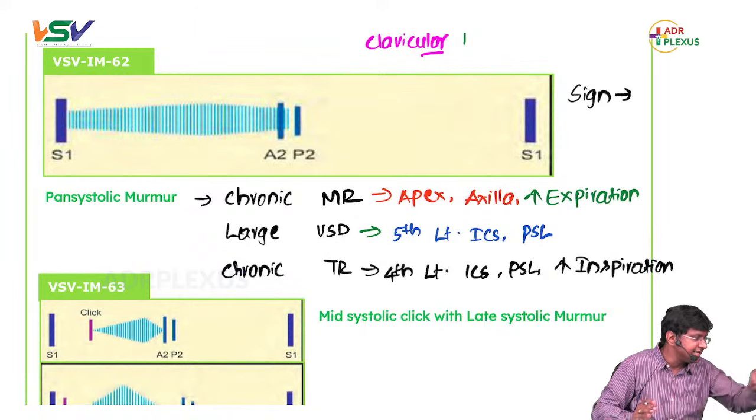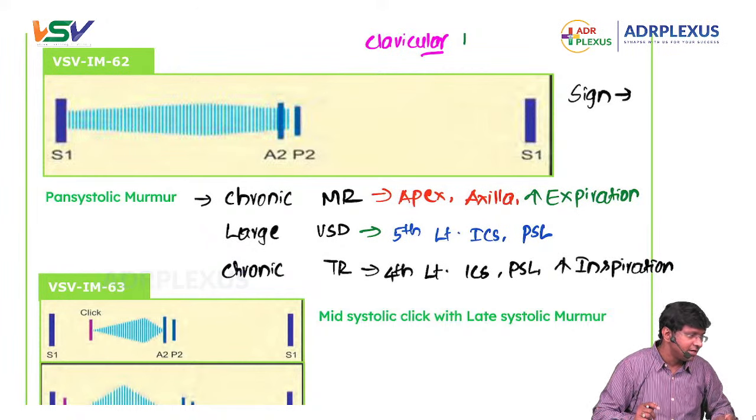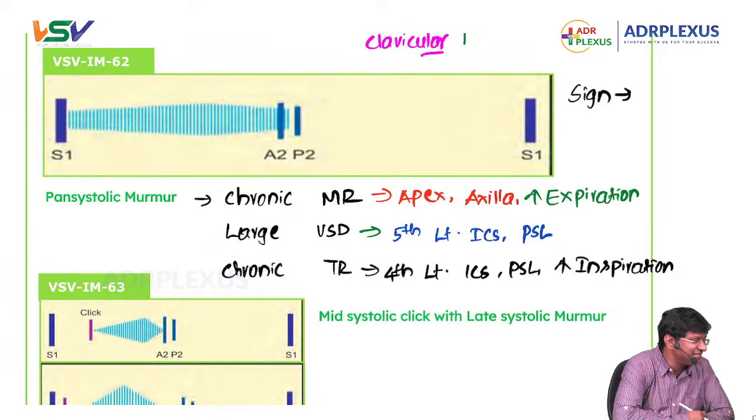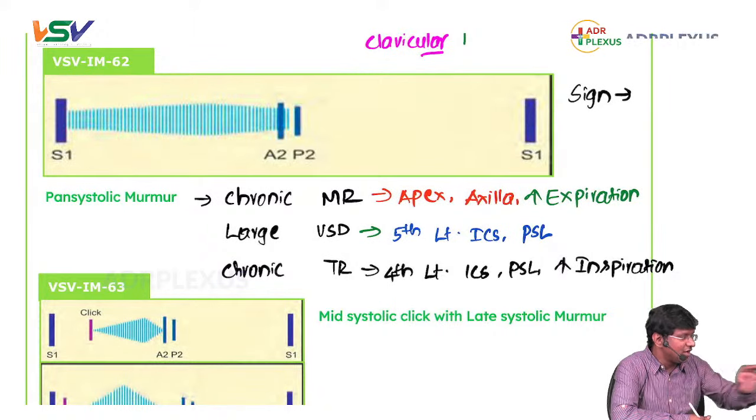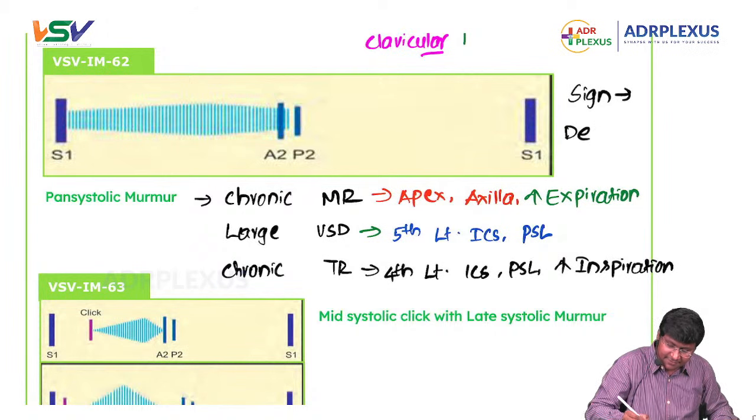What is the name of the sign when all the right sided murmurs are increasing on inspiration? Not Gallavardin, man, not Gallavardin. Gallavardin is in aortic stenosis where the murmur will be radiating to the apex. All the right sided murmurs, they increase. Very good, some of you are answering. That is called Carvallo's sign.